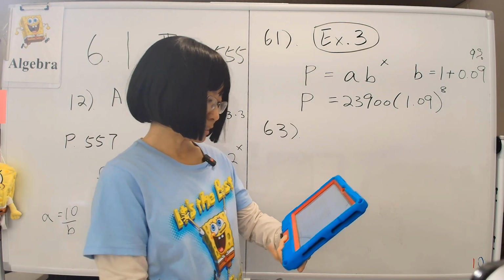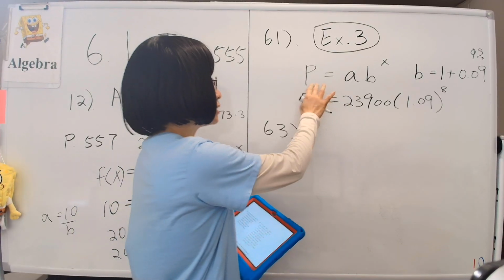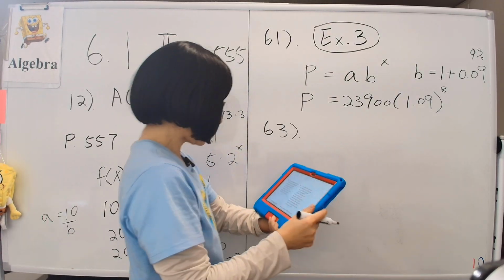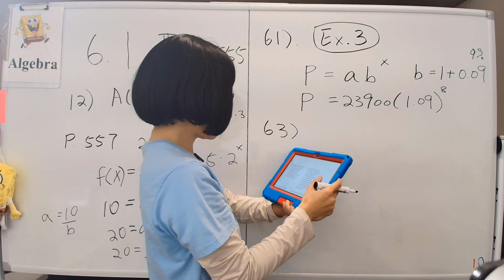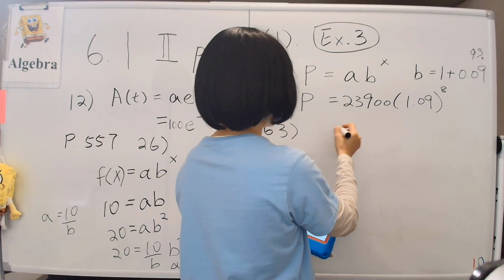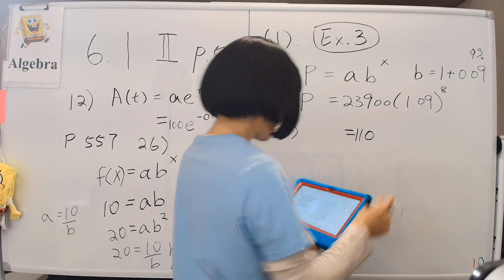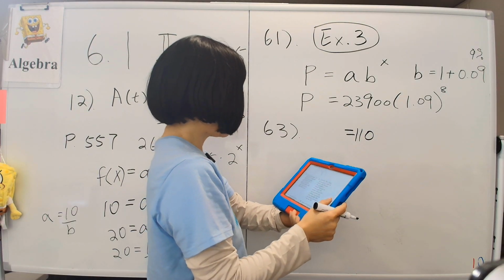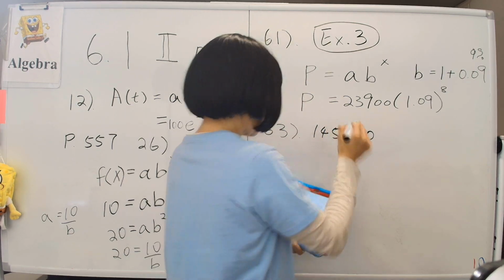Now, the house is valued at 110,000 to start with. This is the same formula we're going to use, so we'll just use that one. The house is valued at 110,000, so let's call it 110, remembering that we're talking about thousands here. And then eventually it became 145,000.